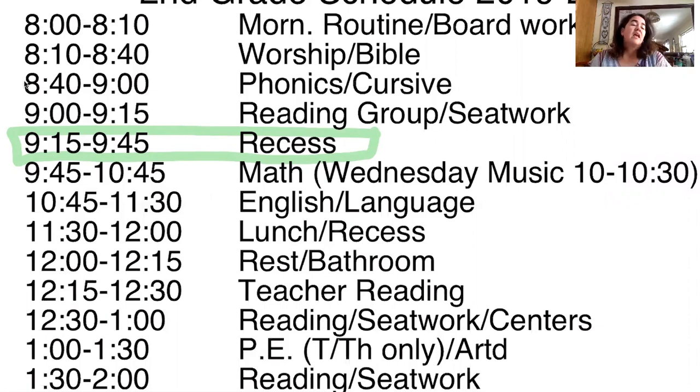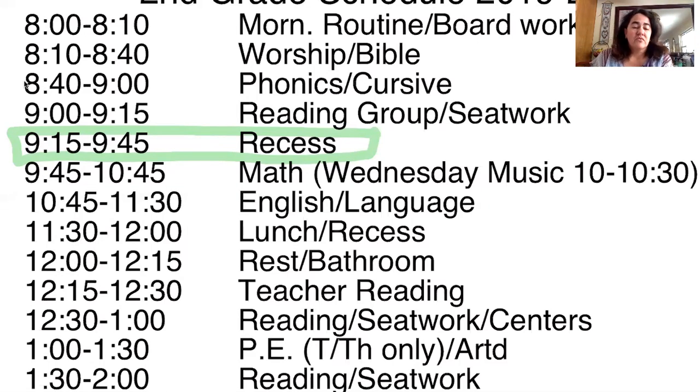So if I know that recess is at 9:15 to 9:45, I can figure out how much time elapses when you're at recess. I can use my clock and I can say from 9:15 to 9:45 is how many minutes? Well, it's 5, 10, 15, 20, 25, 30. It's 30 minutes or half an hour for the recess on this schedule.